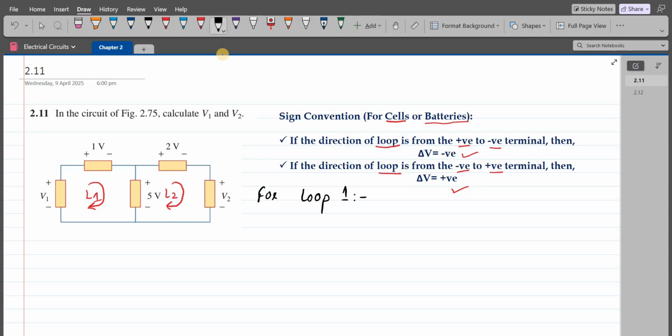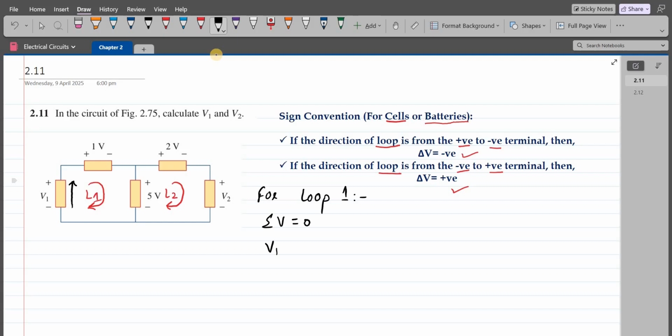Applying the KVL, that is, the algebraic sum of potential differences in a closed loop is 0. Now I want you to analyze the movement of the loop L1. The loop L1 is moving in the clockwise direction, and when it is passing through the V1, it is moving from the negative to the positive terminal. So according to the sign convention, if the direction of loop is from the negative to the positive terminal, the potential difference will be taken as positive. So V1 will be taken as positive.